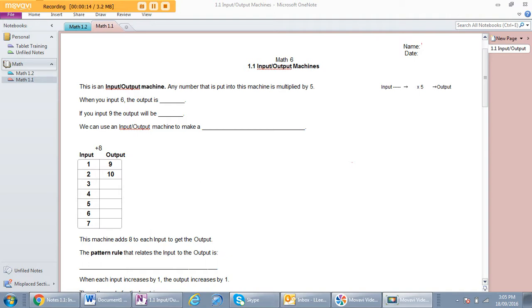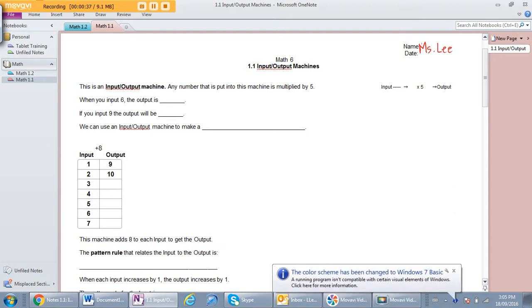Please make sure that you have this paper, your notes paper, in front of you so that you can follow along with the lesson and complete the notes as I do. The first thing I'd like you to notice on your handout, of course, is the area to write your name. So please make sure that you do that first, and also to write the date underneath it.